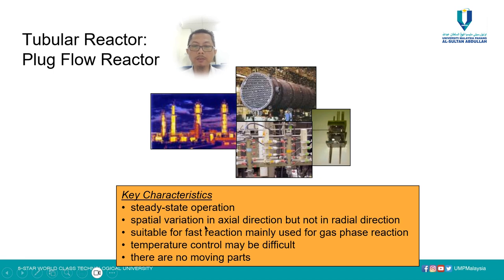Next, there is no difference in radial direction, but there is difference in axial direction. Axial direction means throughout the length of the tubular reactor, the concentration of reactant will decrease gradually according to the rate of the reaction. This flow reactor is suitable for fast reaction, mainly used for gas phase reaction. Temperature control might be difficult because of the aggressive reaction. And there is no moving part like tank reactor, and there is no stirrer inside the tube.